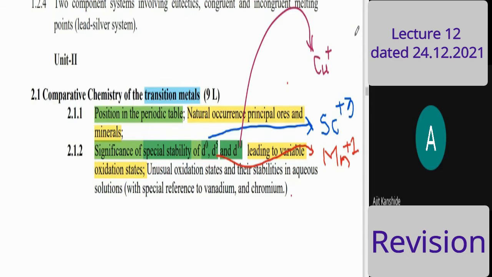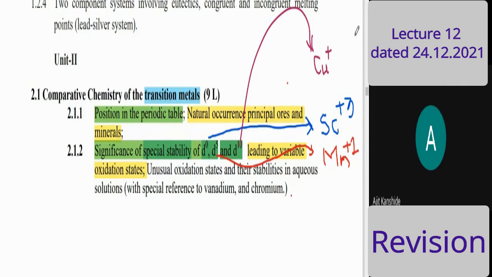I repeat, the reason is only one: the orbitals of comparable or similar energies are (n-1)d and ns, and those orbitals possess ample electrons. Due to the existence of that larger number of electrons, these transition elements show variable oxidation states. Students, are you following what I'm saying? Yes, sir.